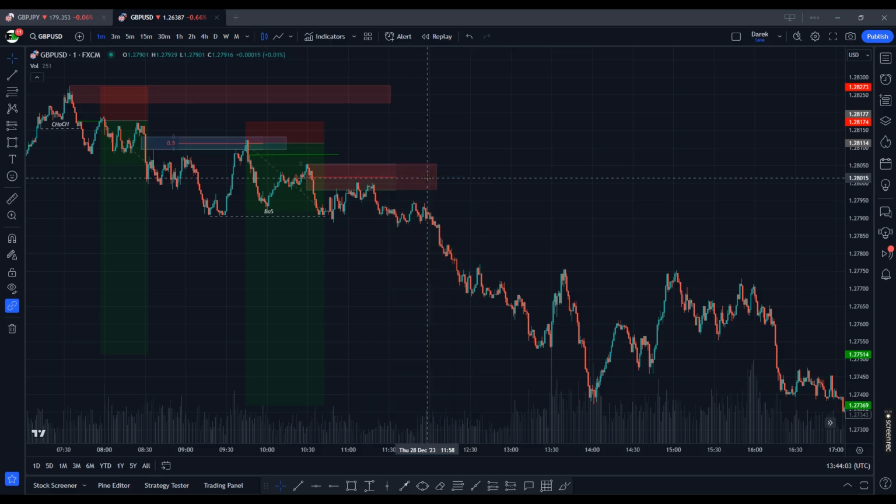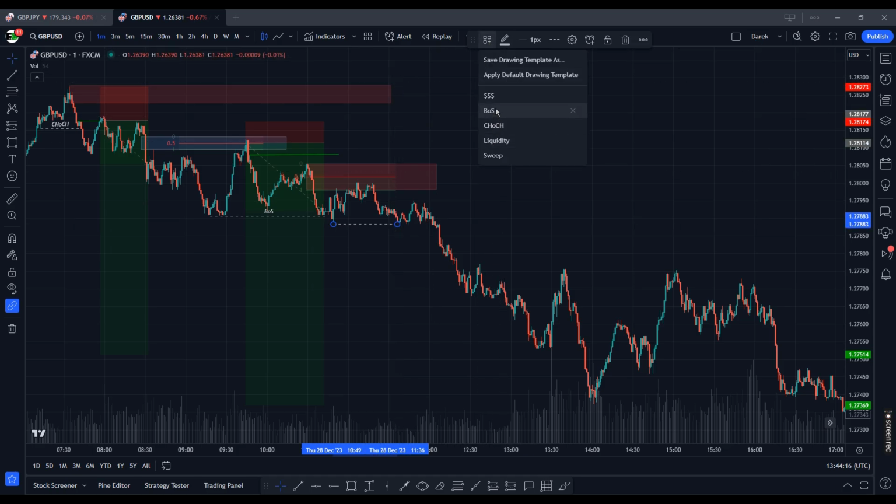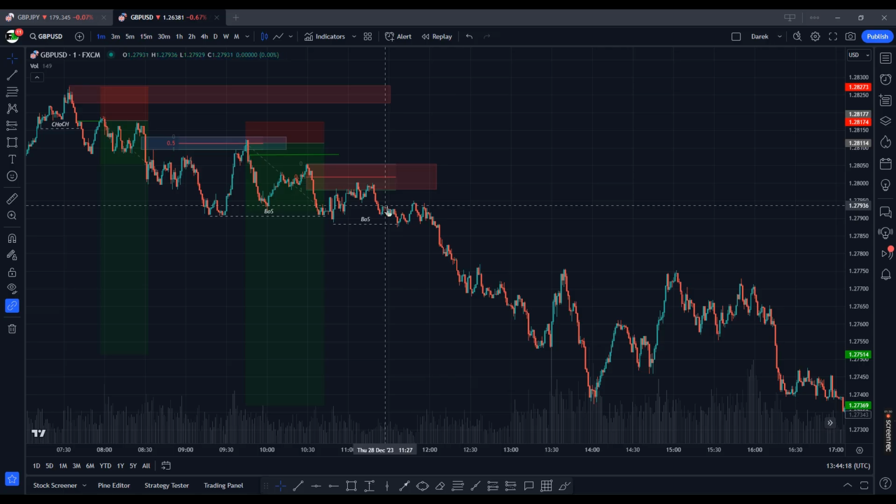I would probably miss it, so I'm not going to put a trade here. But then after another break of structure you get this build-up of liquidity. That's your trade.